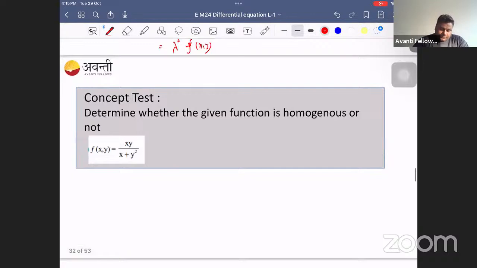Now, can you tell me whether the function is homogeneous or not? And if it is, what is the degree? Tell me quickly.